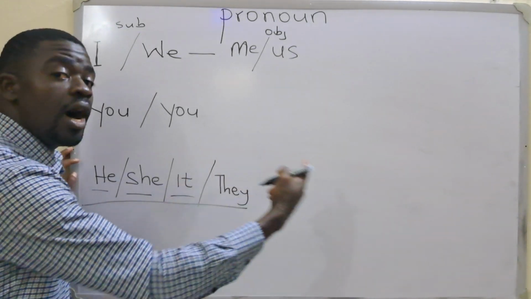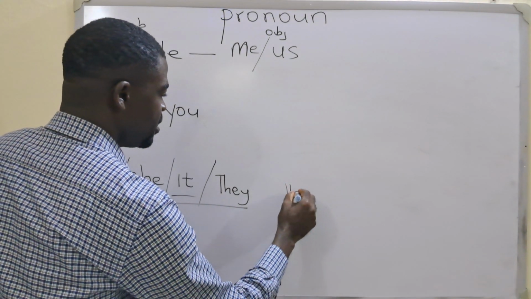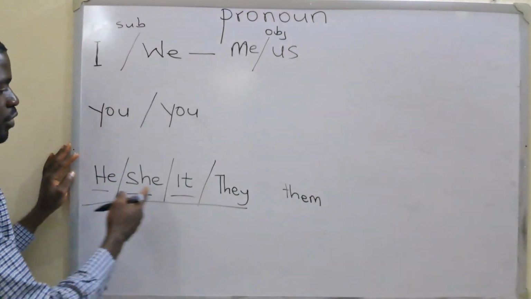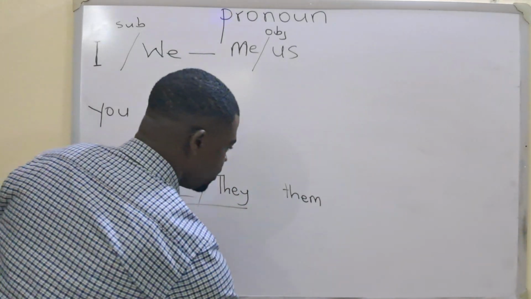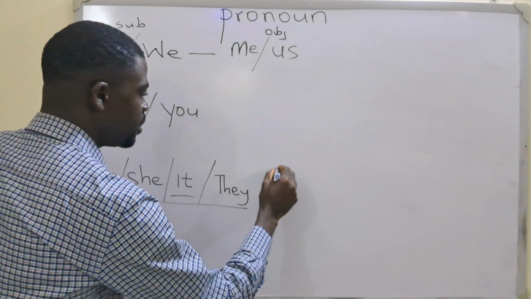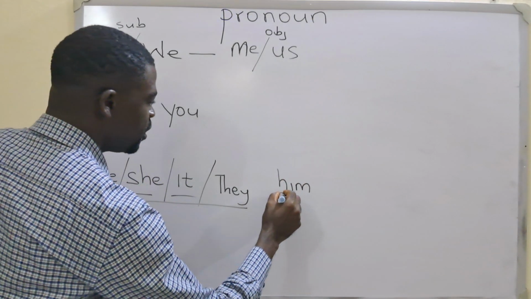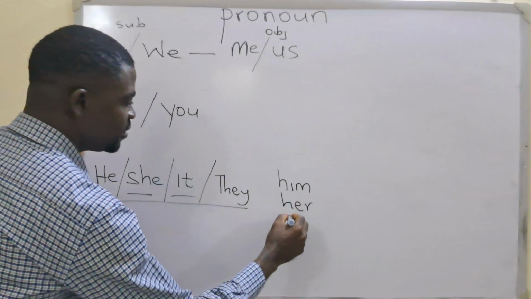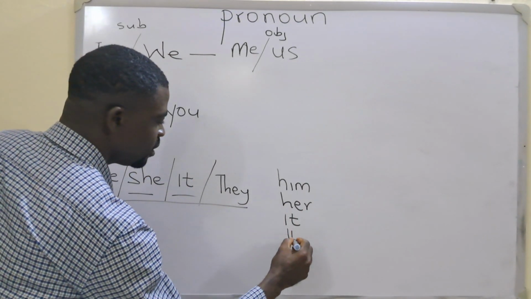What if it goes to the object position? It changes to them. This changes to them. So they will change to them. He will change to, okay, let's put he first. We have he will change to him in the object position. She will change to her in the object position. Then it remains it. They becomes them.